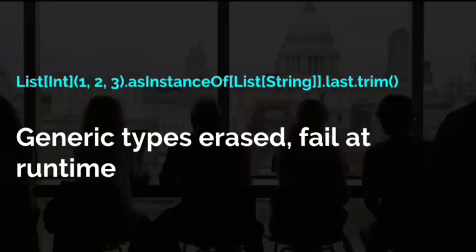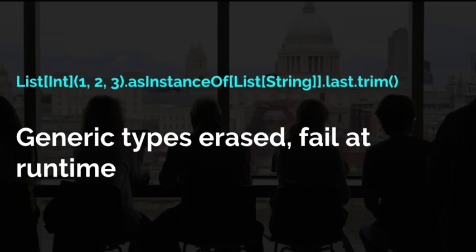The command asInstanceOf will be executed at runtime, not at compile time, where we ask the JVM to convert it to a list of string, and then we assume we have a list of strings, and if we have a list of string we can take the last one and trim it. Trim is a command we execute on a string, and we have done asInstanceOf list of string.